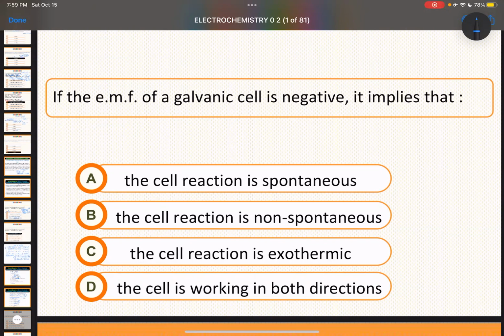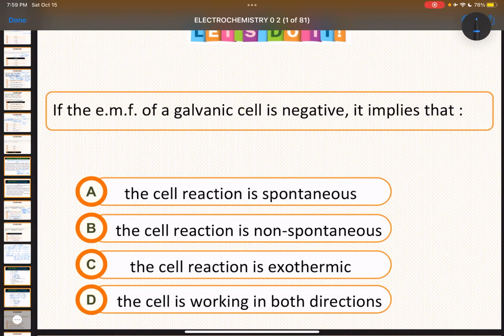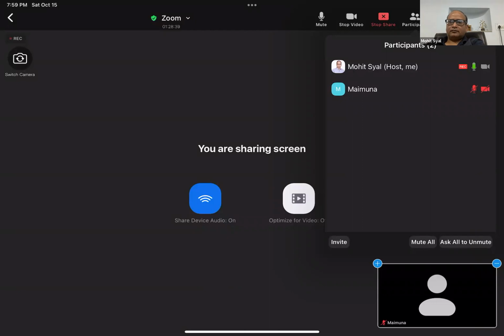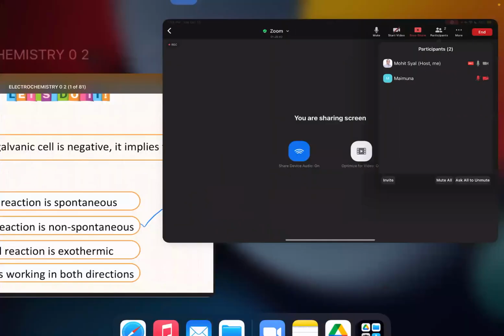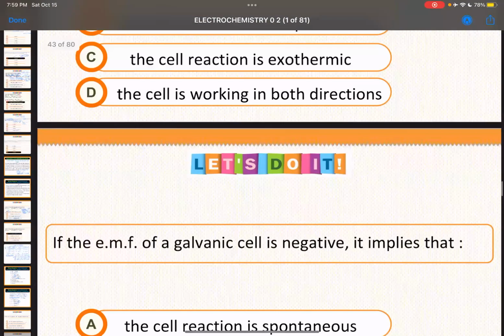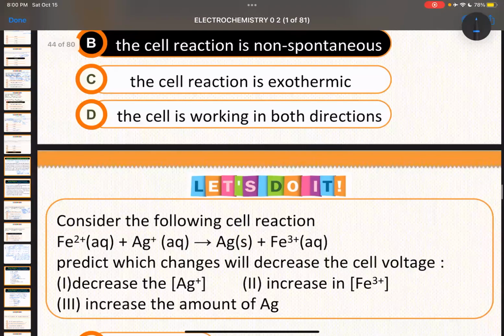Yeah, the EMF of the galvanic cell is negative. What does this imply? If the overall EMF comes out to be negative, the cell reaction is non-spontaneous, meaning it will not happen. Is it clear? This is the direct question. And positive EMF means the cell reaction can happen. Okay, so this we can cover next time.